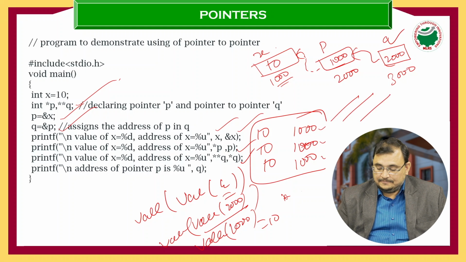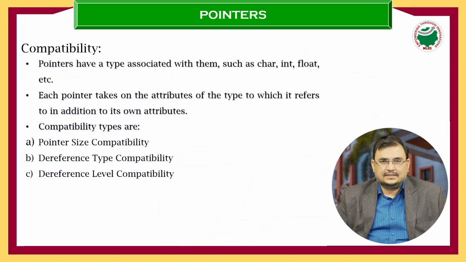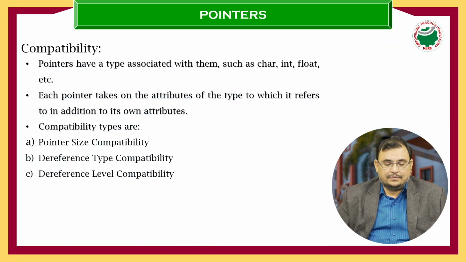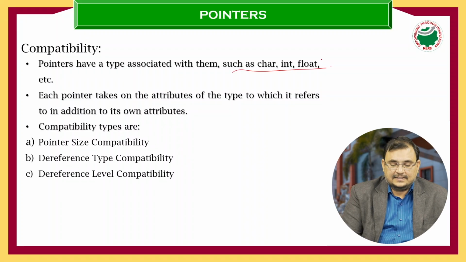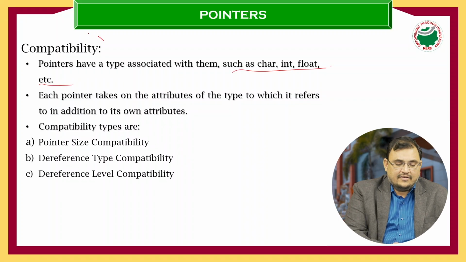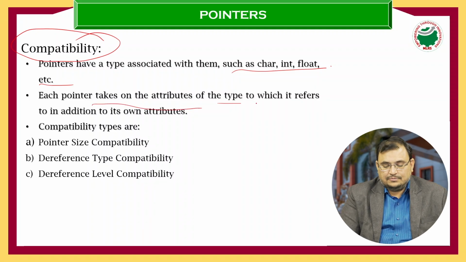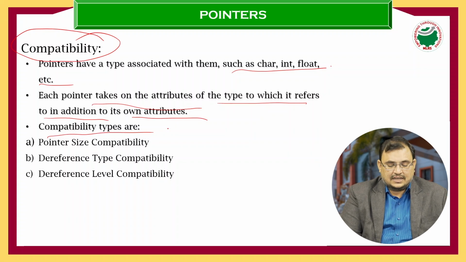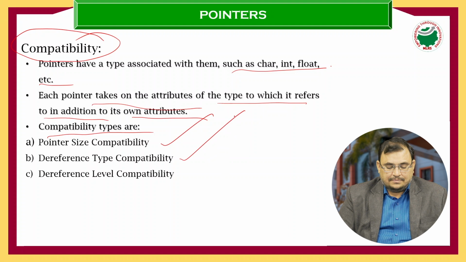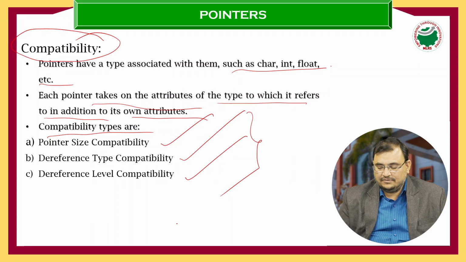Hope you understand this. Now pointers can have a type associated with them, such as character and float. So each pointer takes the attributes of the type which it refers to, in addition to its own attributes. There are three compatibility types in pointers: size compatibility, dereference type compatibility, and level compatibility. While we are discussing pointers, we need to concentrate on these three.